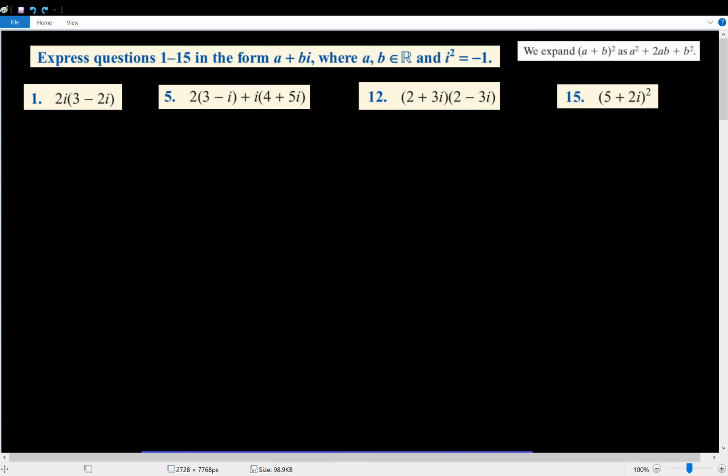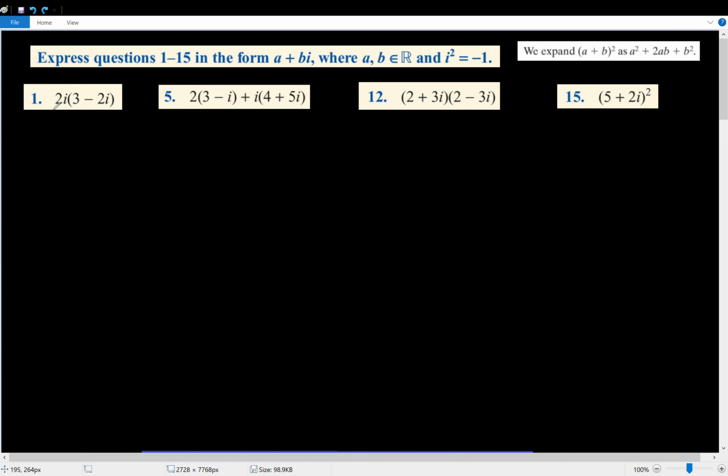This is questions 1, 5, 12 and 15 from exercise 1.4 in New Concise Project Maths 3B. We have to express the questions in the form a plus bi, where a and b are elements of R, meaning they are real numbers, and i squared is equal to minus 1. So we just have to multiply out these brackets.